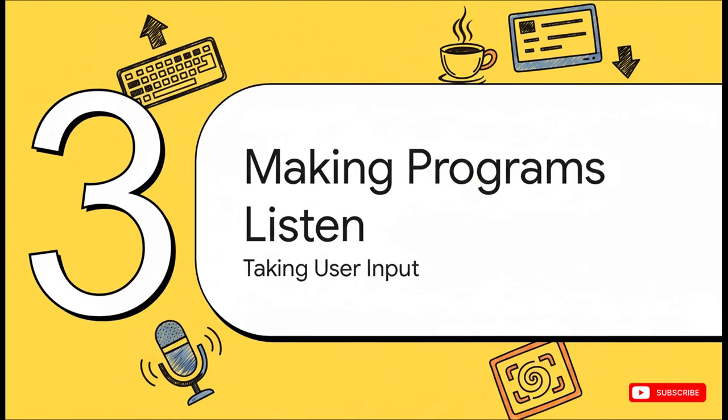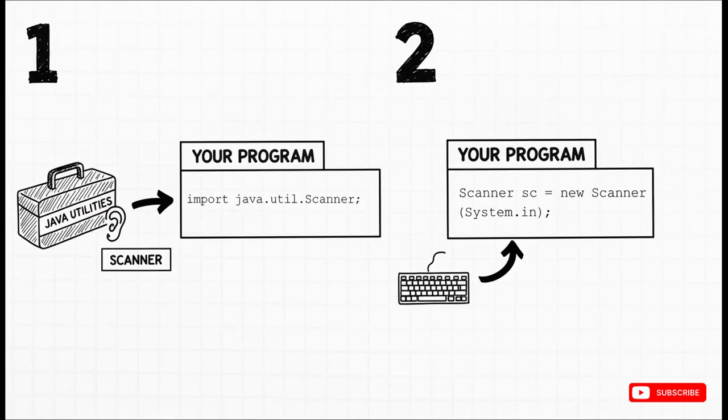Okay, so our program can talk. Awesome. Now for the really fun part, let's teach it how to listen. How do we actually grab what the user is typing on their keyboard and pull that information into our program so we can use it? To do this, we're going to use a super handy tool built right into Java called the Scanner class.